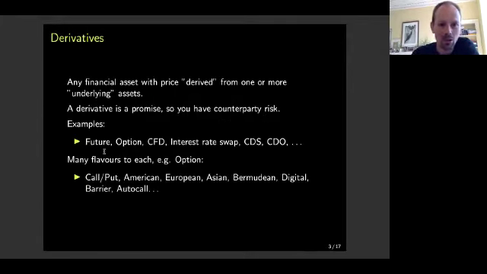So of course there is a whole zoo of derivatives. Today we'll focus on futures and options, but then there are contracts for differences, there are interest rate swaps, credit default swaps were already mentioned earlier, there are collateralized debt obligations, and then many more are being invented because different risks can be managed with different derivatives.